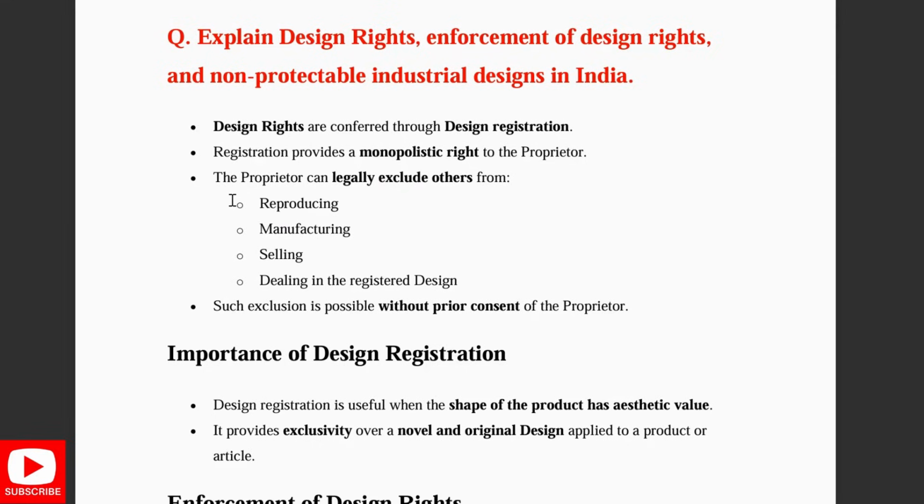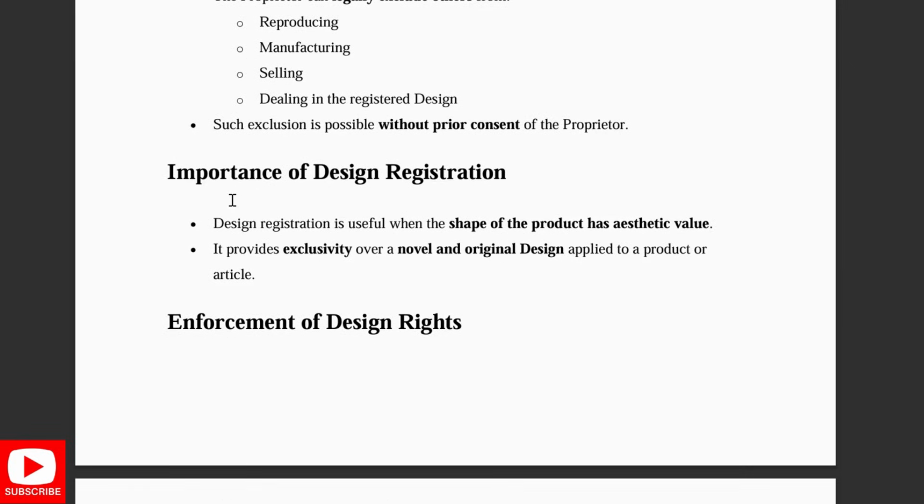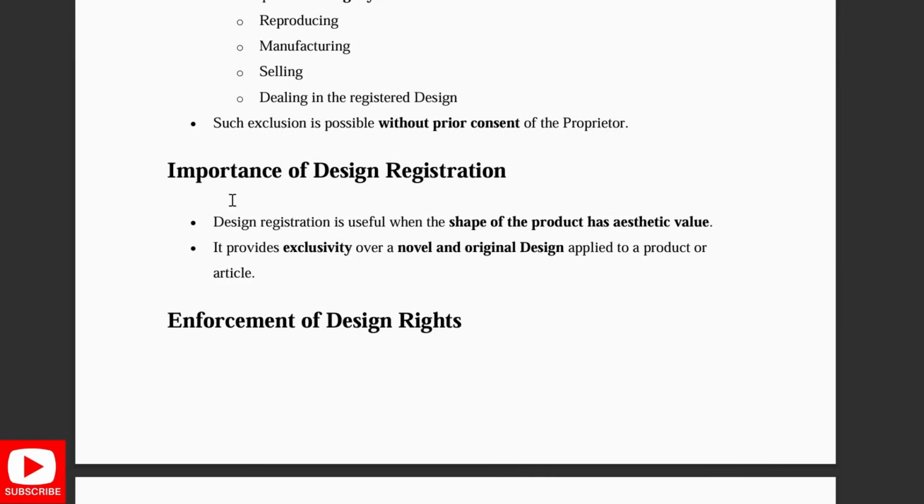Why is this important for registering? It is useful when the shape of the product has an aesthetic value. It provides exclusivity over the novel or original design that is applied to a product or article.